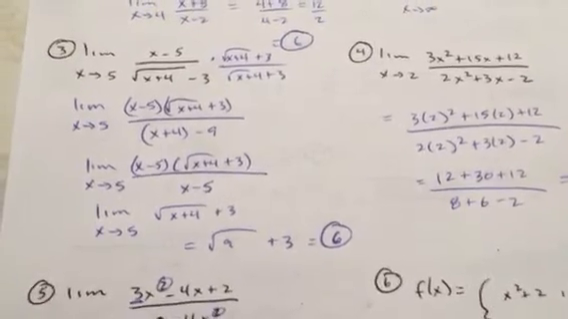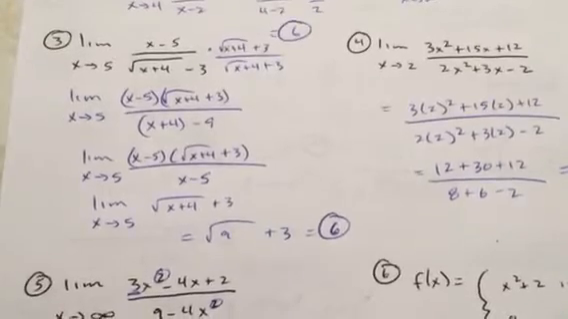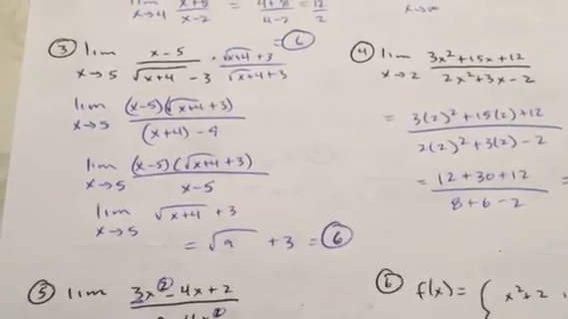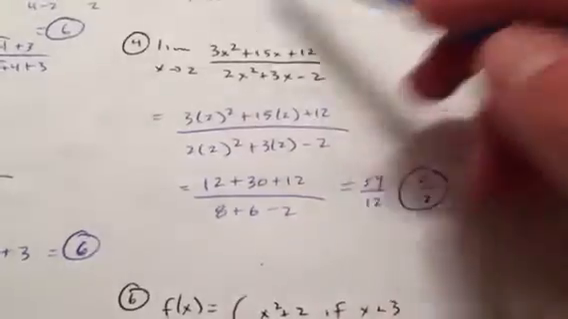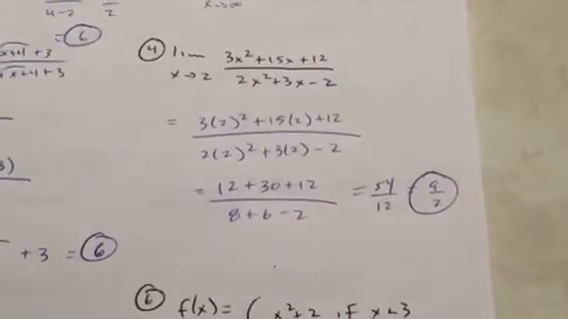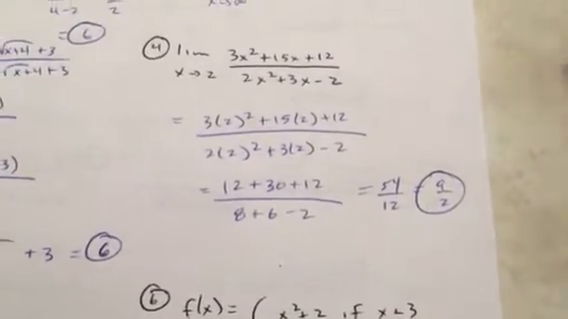The x minus 5s will cancel. Then you can plug 5 in. Root 9 is 3. 3 plus 3 gives you 6. Guys, I can plug 2 in. I don't get 0 in the denominator, so I can just simply plug it in right away, get 9 over 2.